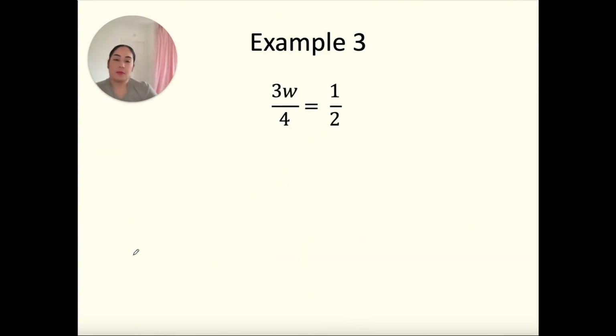Okay, an example similar to what I was just discussing in the previous example. So 3w, so our variable this time is w. 3w over 4 is equal to 1 over 2. So we've got fractions on both sides.